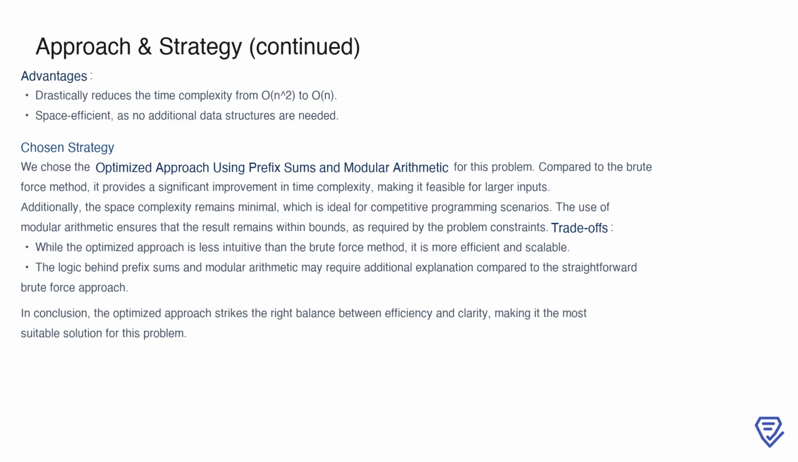First, it drastically reduces the time complexity from O(n²) to O(n), making it feasible for larger arrays. Second, it's space efficient, as it doesn't rely on additional data structures and uses only a constant amount of extra space. For these reasons, we chose the optimized approach using prefix sums and modular arithmetic as our solution strategy.